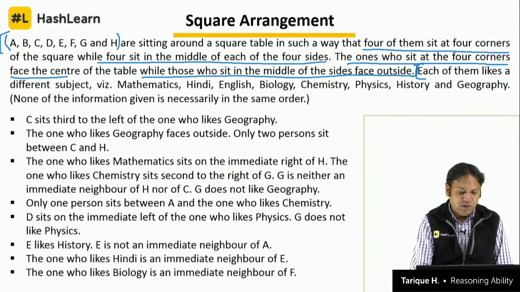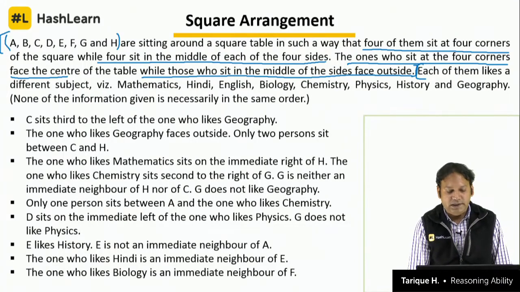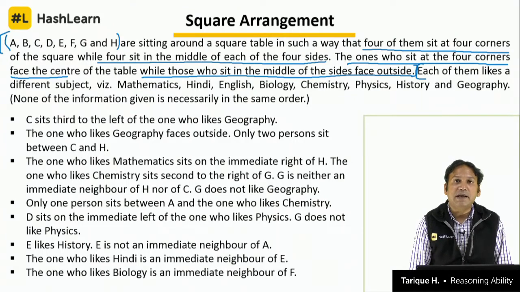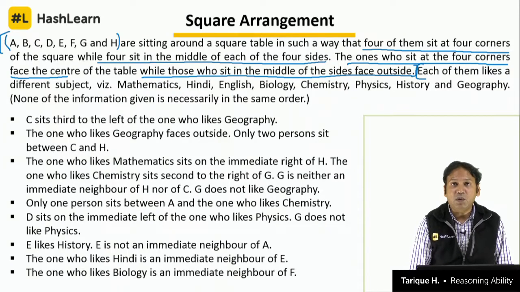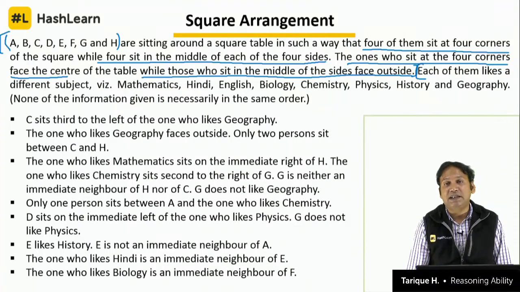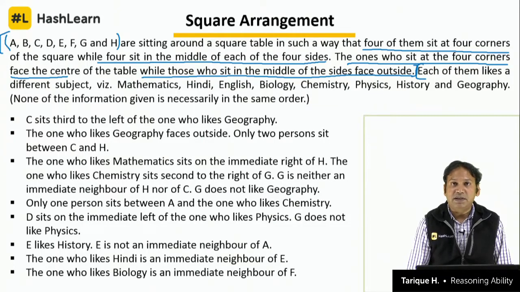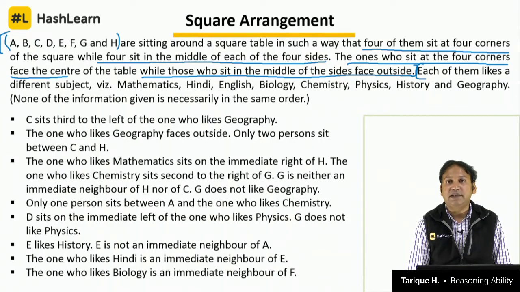Followed by this we have some clues that I have put here in bullet points. C sits third to the left of the one who likes geography. That means now there will be some clues given to you with respect to names of persons, and some clues will be given with respect to the subjects that they like. Additionally, the clues can tell you where they sit, at the corners or the sides, or the clues could indirectly tell you the same thing by telling you which side they are facing. If a person is facing the center, he is sitting at the corners, and if he is facing away from the center, outside, he is sitting at the sides.